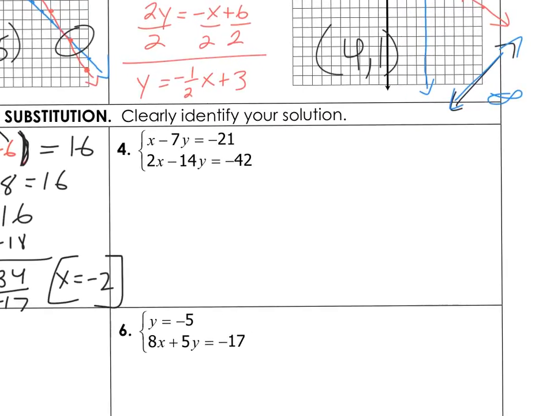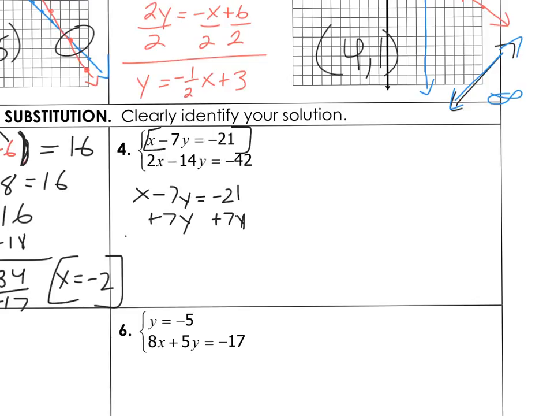Another one, solve by substitution. This time, one of our equations isn't already solved for x or y, so that means we'll have to solve for x or y. It looks like the first equation is the easiest one to manipulate because we could easily solve for x by moving the 7y to the other side. So x minus 7y equals negative 21. All we would have to do is add 7y.